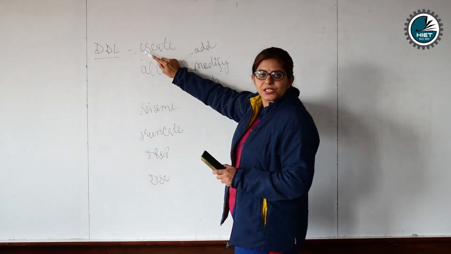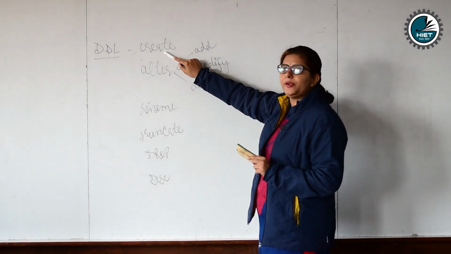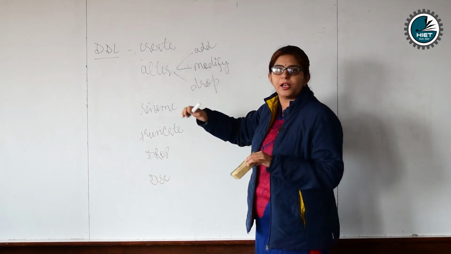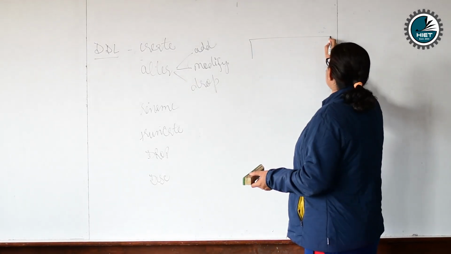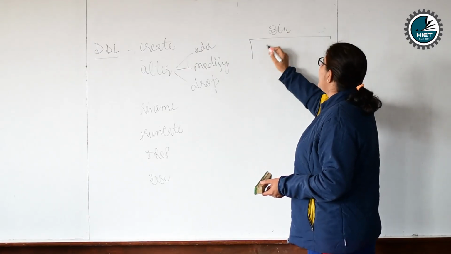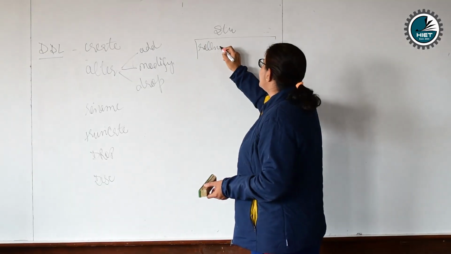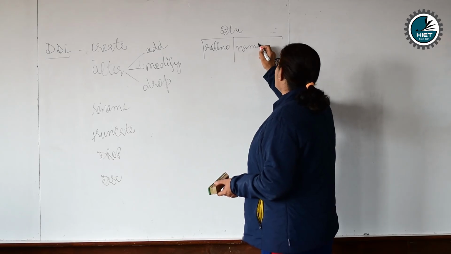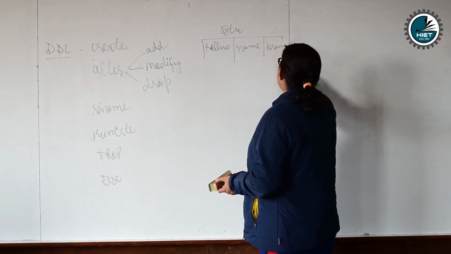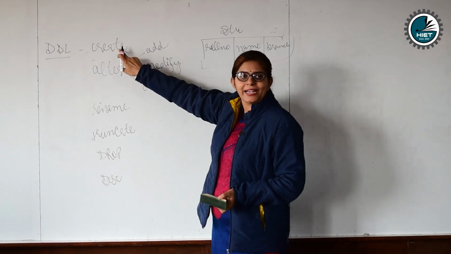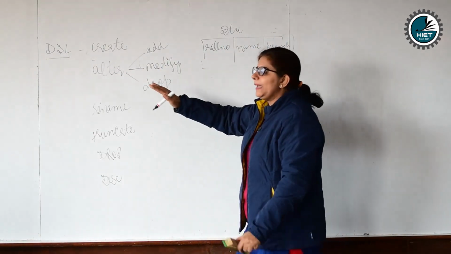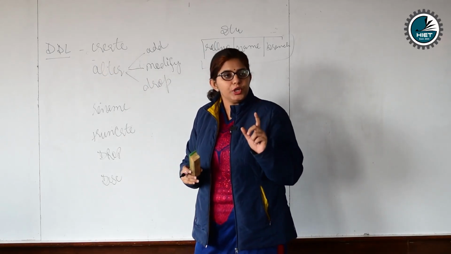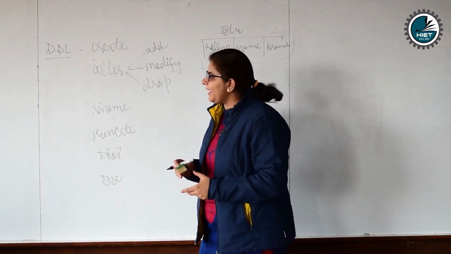The first command is create command. With the create command, we define the structure of the table. We create the structure of a table. Like I earlier discussed, there is a table student having column roll number, name and branch. So with the help of create table, we define this structure. So with the help of create command, we create a new table into a database, right?